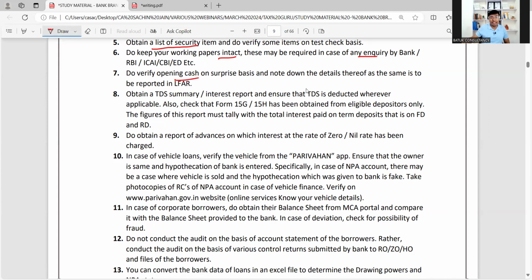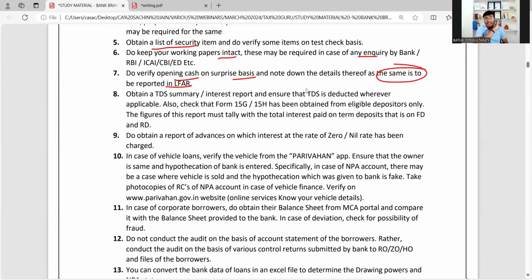Do verify opening cash on a surprise basis. Note down the details thereof, as the same is to be reported in the long form audit report. As we all know, we need to put the cash balance in our long form audit report, so we need to do the physical verification of cash. और कैसे करना है ये हमने already कल के सेशन में डिस्कस कर लिया था.